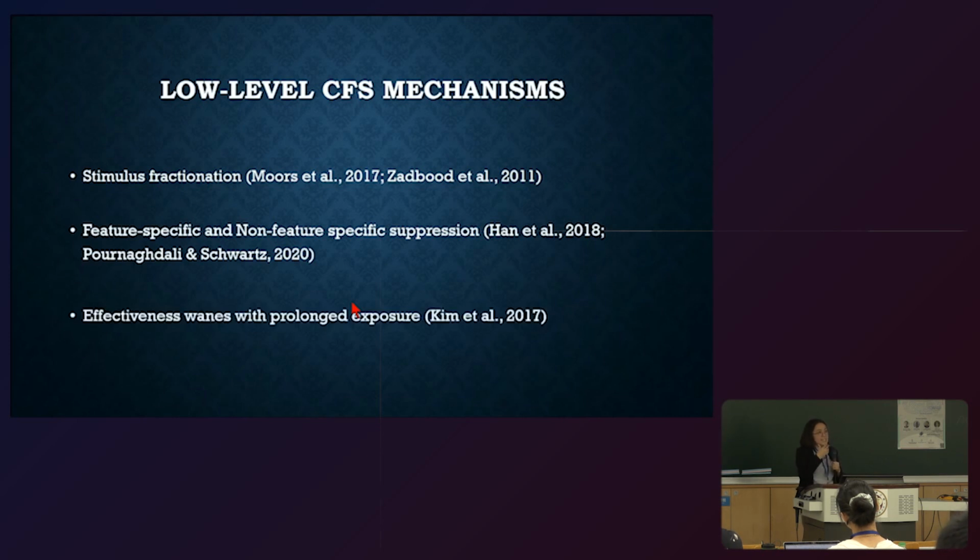There's also the issue that with interocular suppression like CFS, the strength of suppression decreases with prolonged exposure. So if you are thinking of presenting CFS for half an hour or 4 minutes in a block, it might get weaker and weaker, and it might be harder and harder to render your stimulus unconscious.